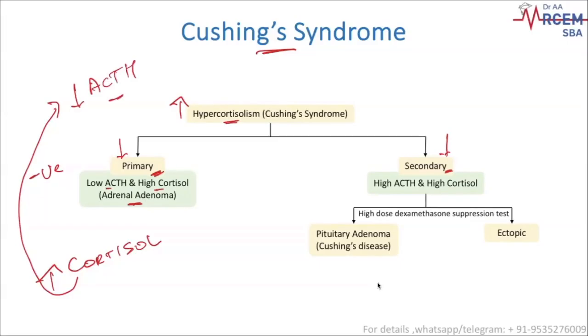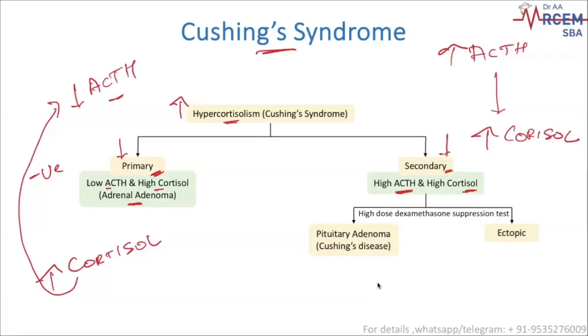In secondary Cushing syndrome, what you'll be seeing is that your pituitary gland is secreting a high amount of ACTH. So ACTH values will be on the higher side. That will cause stimulation of the adrenal gland, resulting in a high amount of secretion of cortisol also. So both the ACTH and cortisol levels will be on the higher side.